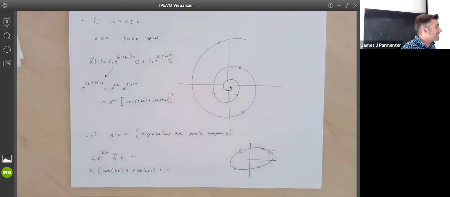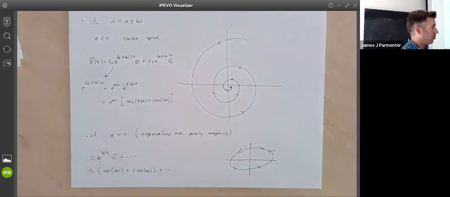So those are the 6 things that can happen. If you're trying to classify what kind of thing happens, all you need to know is what the eigenvalues are. That's it, which is kind of great.